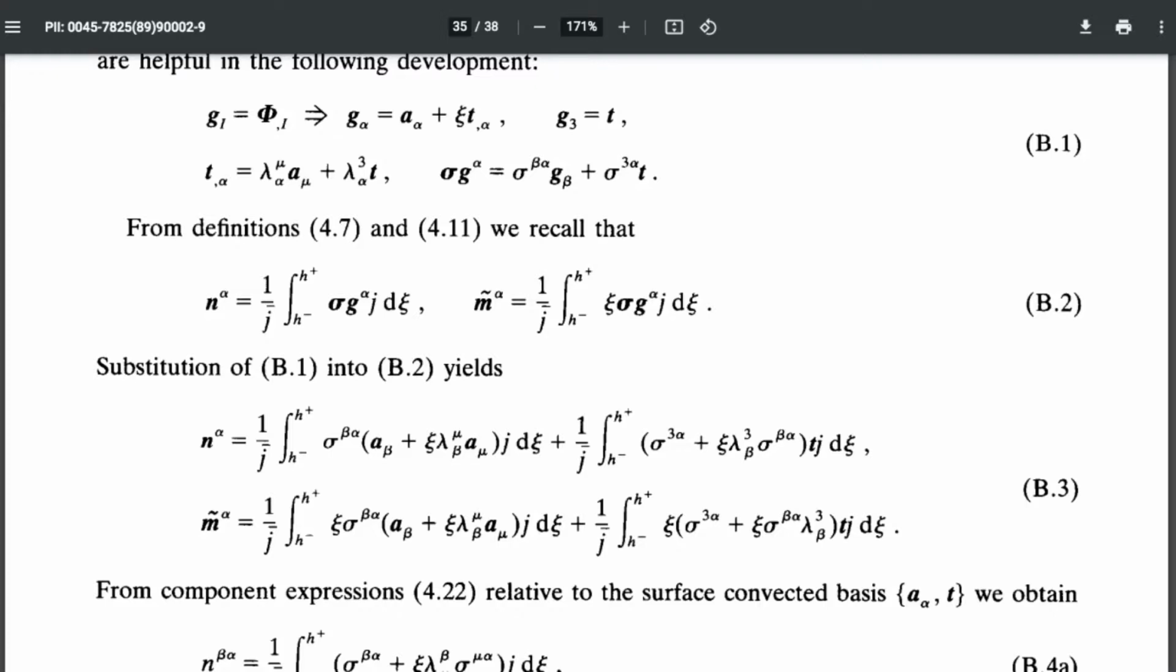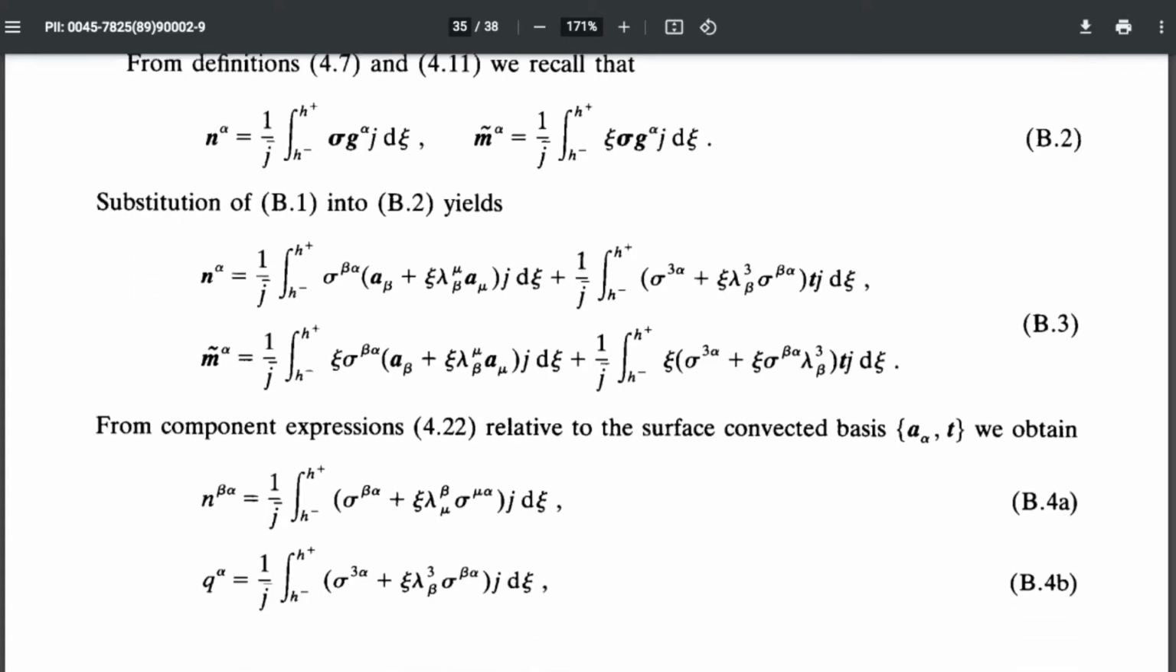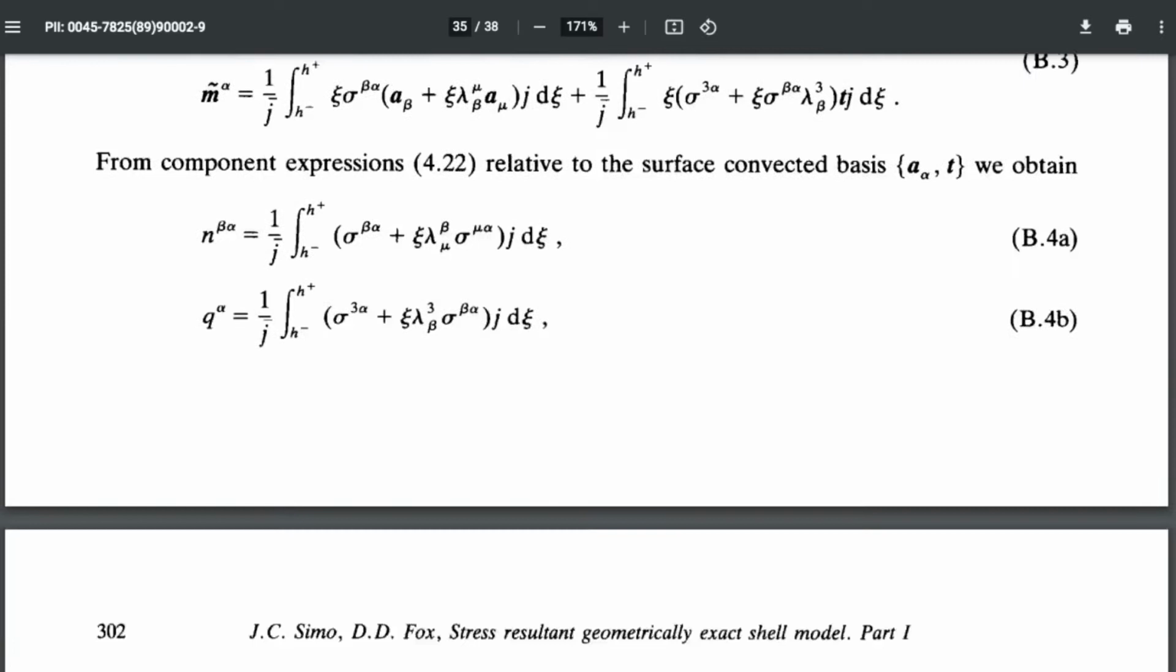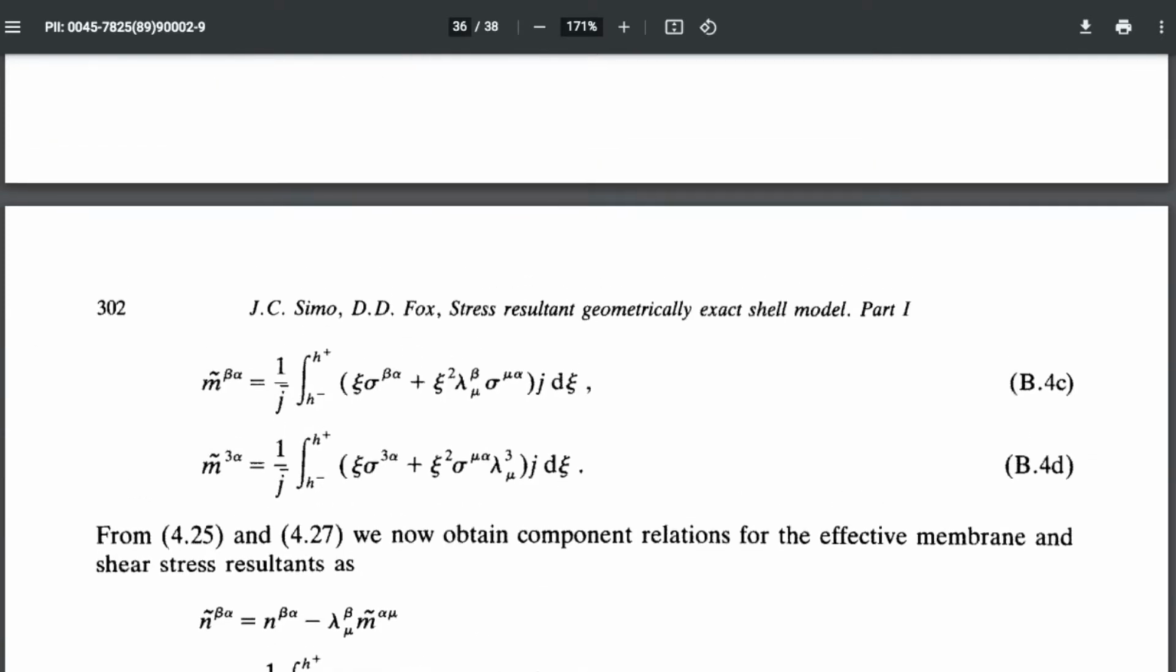Here we have the expression of force n alpha in terms of the 3D Cauchy stress also. So this we can also obtain, and then the expressions of those components in terms of 3D stress can also be written. All these things we have over here.